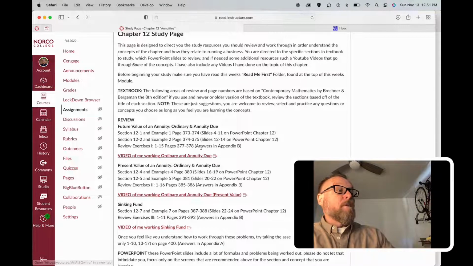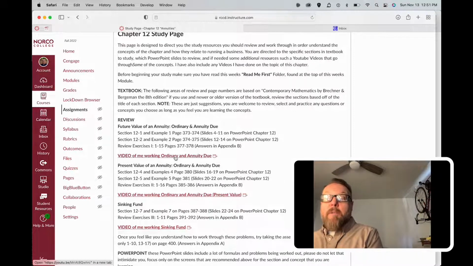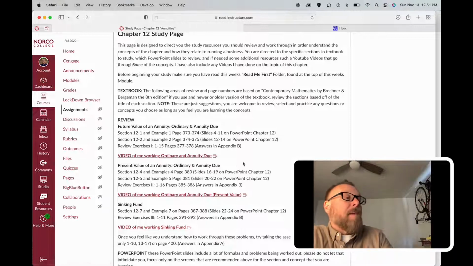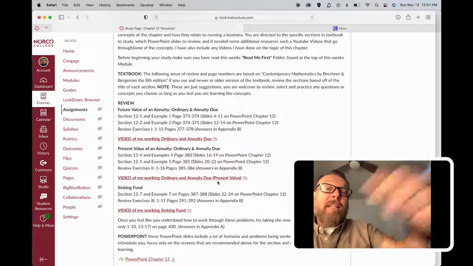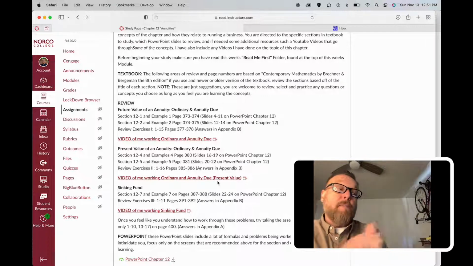So if you open your textbook to the page here, page 373, 374, and you watch the video, and you walk along with me, I'm actually working through the problems in the homework, and so that might be valuable to you. Same thing with me working out ordinary and annuity due on present value. So this is where I want a fixed amount in the end, and I want to know how much I need to put in every month.